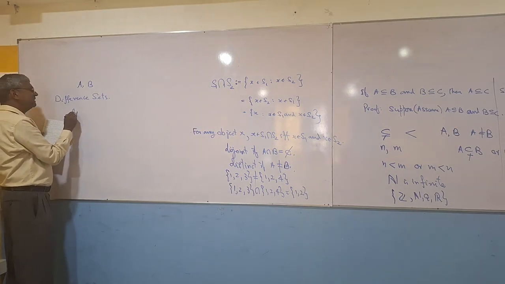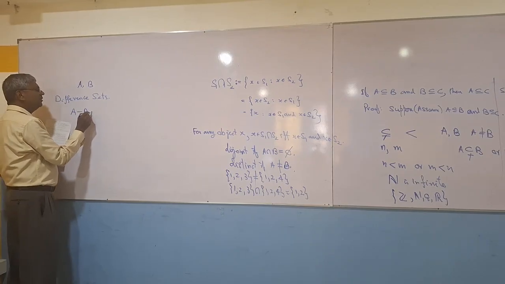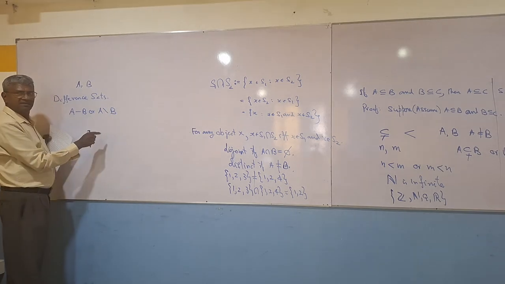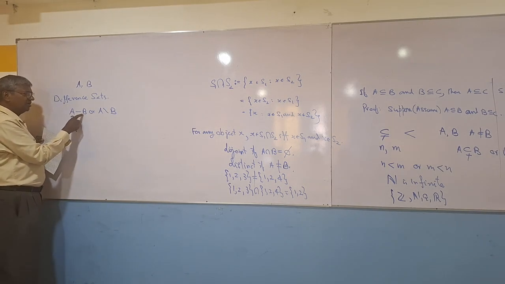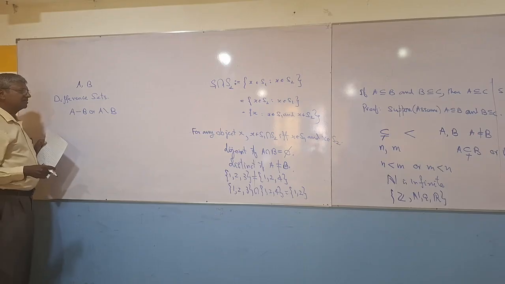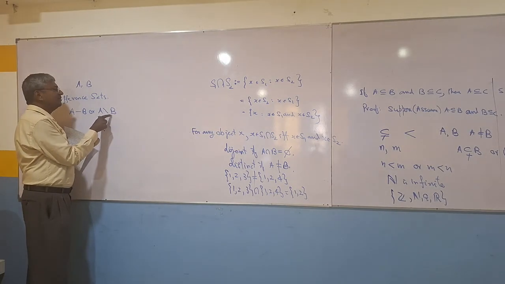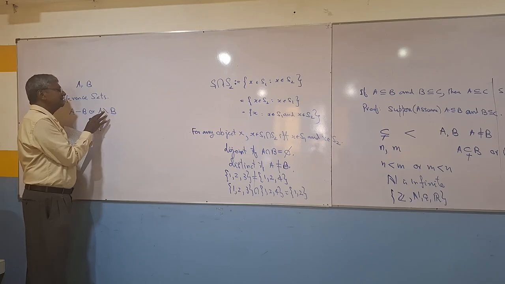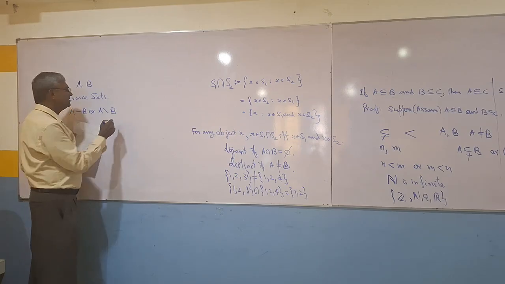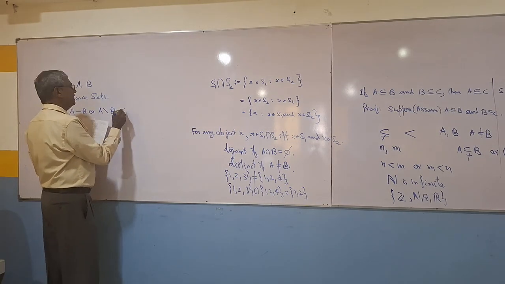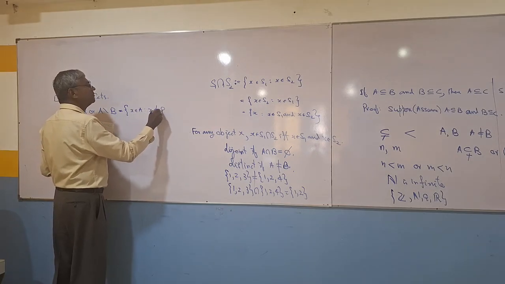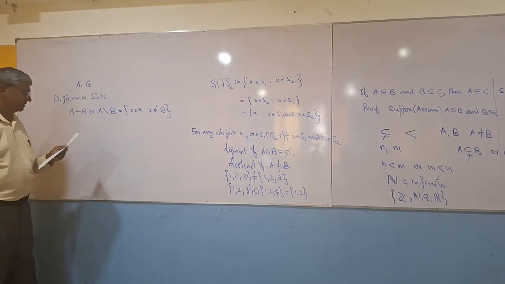A minus B we write either this way or A minus B. This is the famous one. I don't write this way at all, and in many books this is A minus B. To think this way, you subtract from A the elements of B. That's what it means. So we have written the definition: X belongs to A such that X is not in B. This is it.